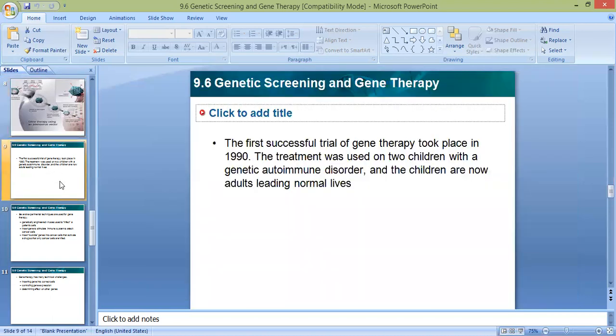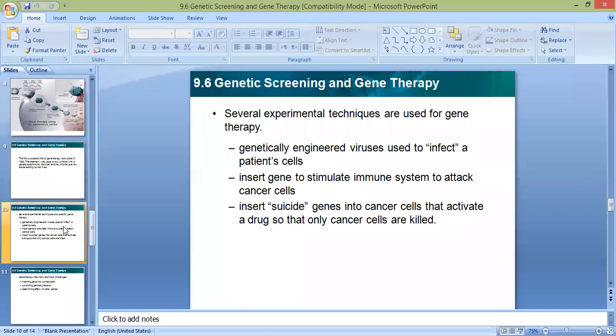The first successful trial of gene therapy took place in 1990. It was the first one that succeeded. The treatment was used on 2 children with a genetic autoimmune disorder. They had a problem in the immune system. Okay? An autoimmune disorder, and the children are now adults leading a normal life. That was the first trial of gene therapy. Now several experimental techniques are used for gene therapy.